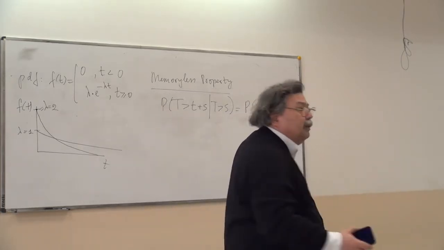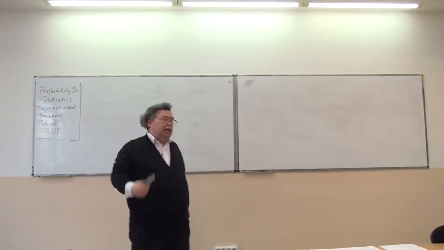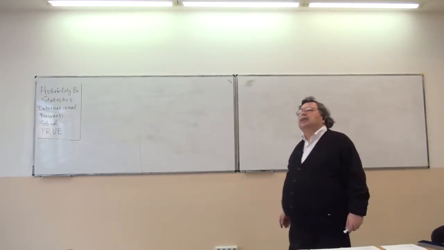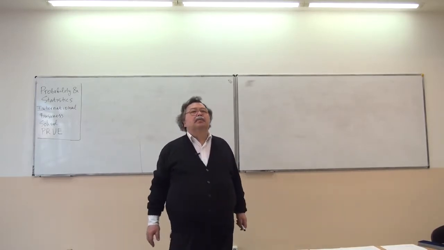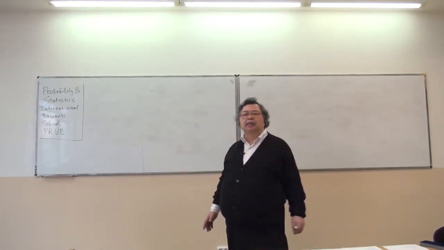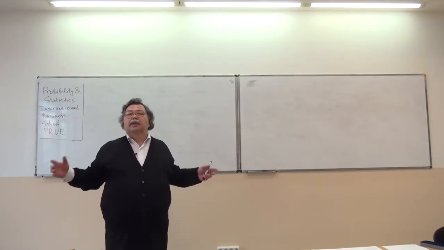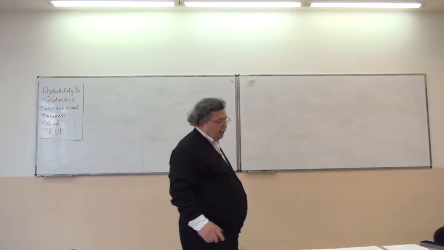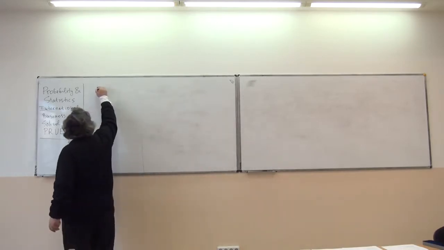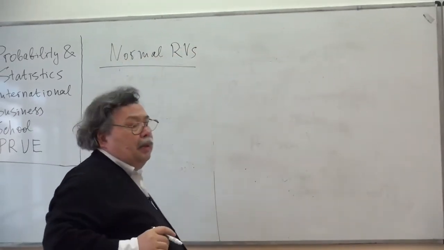The next big chapter in this course is the normal distribution, which is really, really important. If somebody asks me what are the most important probability distributions in this whole course, among the discrete distributions it's the binomial distribution, and among the continuous distributions it's the normal distribution. And what's more, they are not very different actually. This is what we are going to discuss now. So the big title here is the normal random variables.